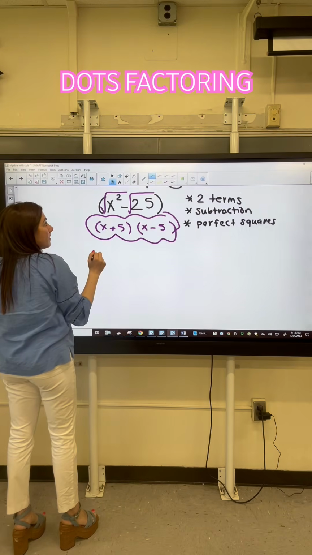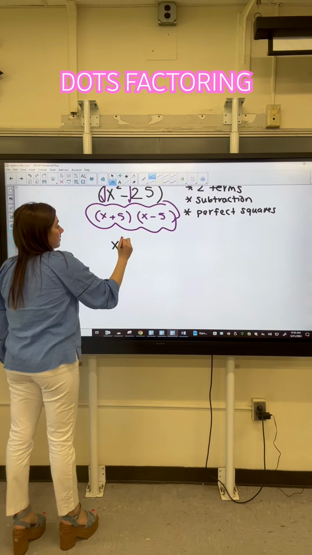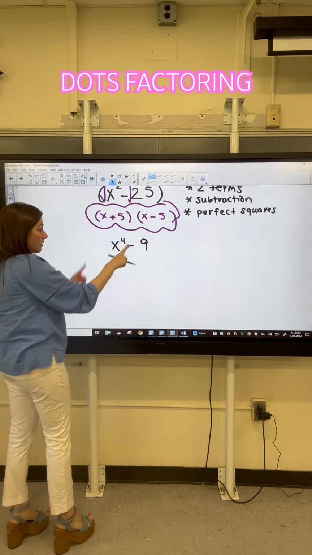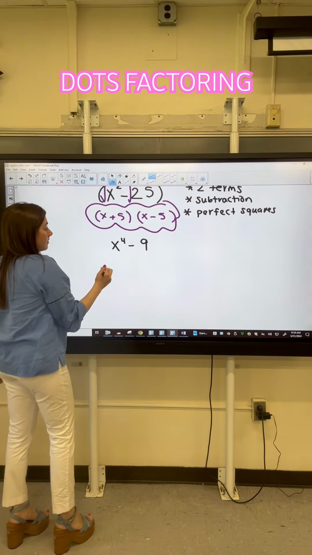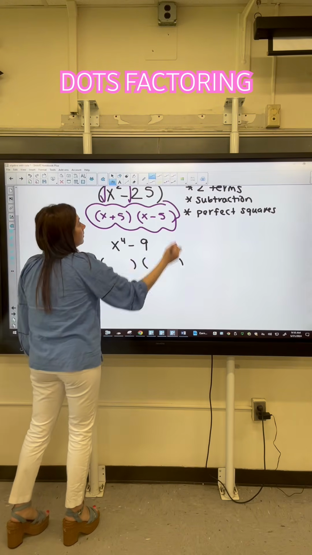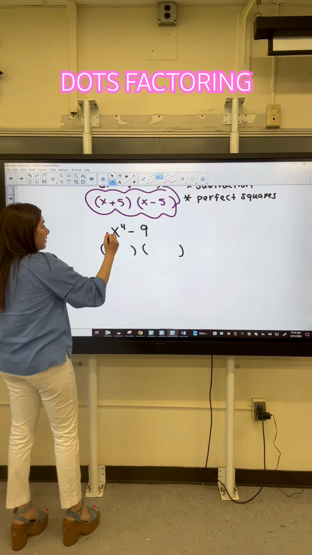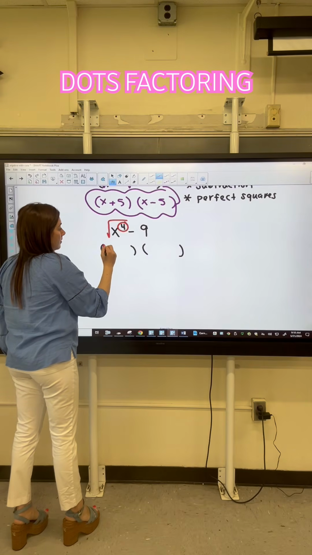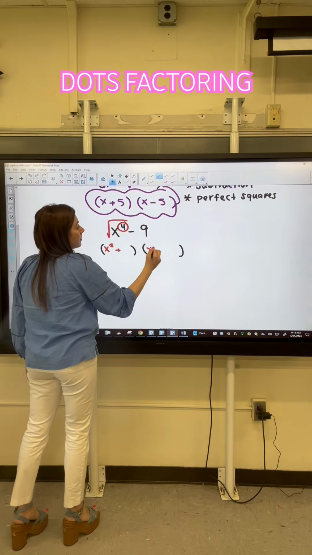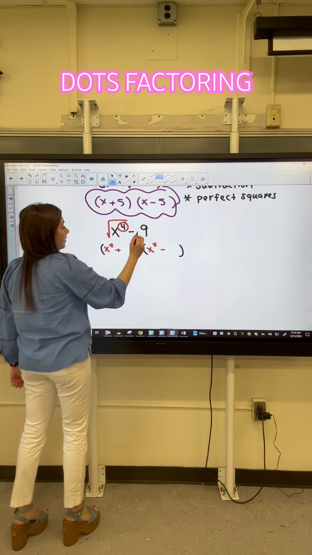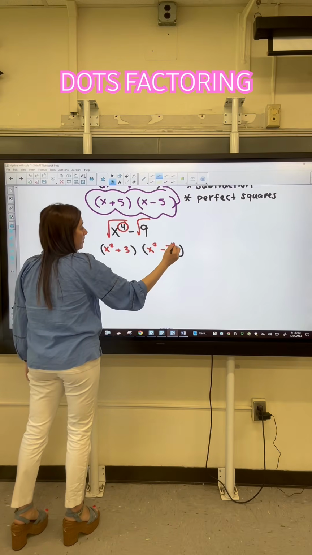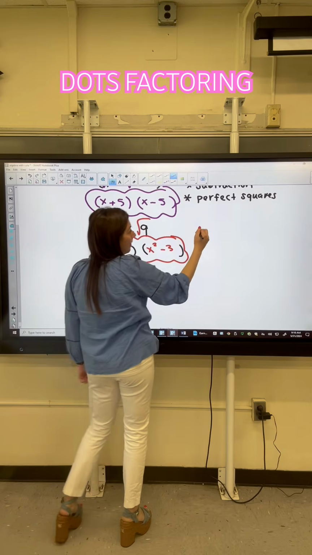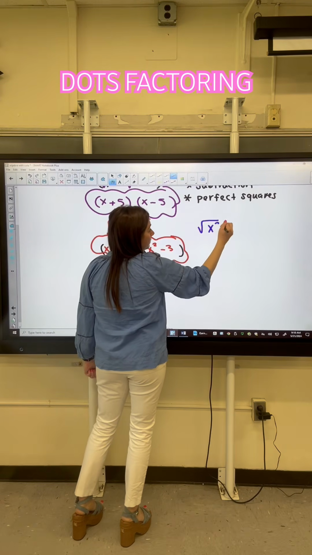Let's look at one that's a little bit more complicated because I'm going to give you a different power. So let's do x to the fourth minus 9. So here's our checklist. Two terms, subtraction sign, perfect squares. So we're going to give one a plus, one a minus. It doesn't matter. When I square root a variable, you divide the exponent by 2. So that's going to become x squared. And x squared, same thing, has to go in the first spot of the bubble. And the square root of 9 is going to be 3. So whatever goes in the first spot of the first bubble goes in the first spot of the second bubble.